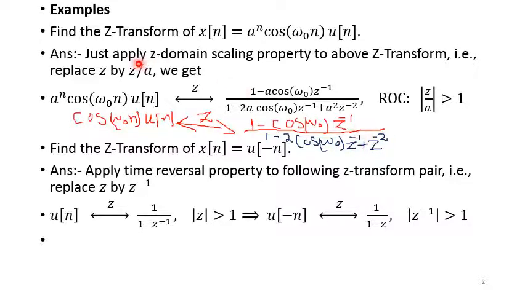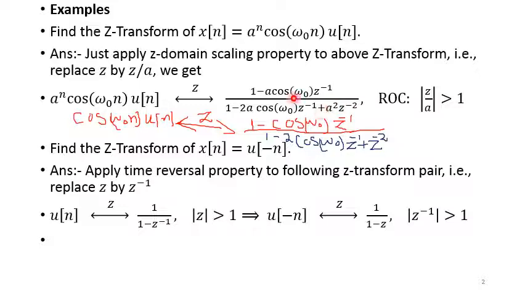So now using the scaling property in the Z domain, you simply replace z by z over a, where the exponential is a. So z is replaced by z over a, so that means z power minus 1 becomes z power minus 1 over a power minus 1, so a will come here, and you get this thing. Similarly for the denominator also.